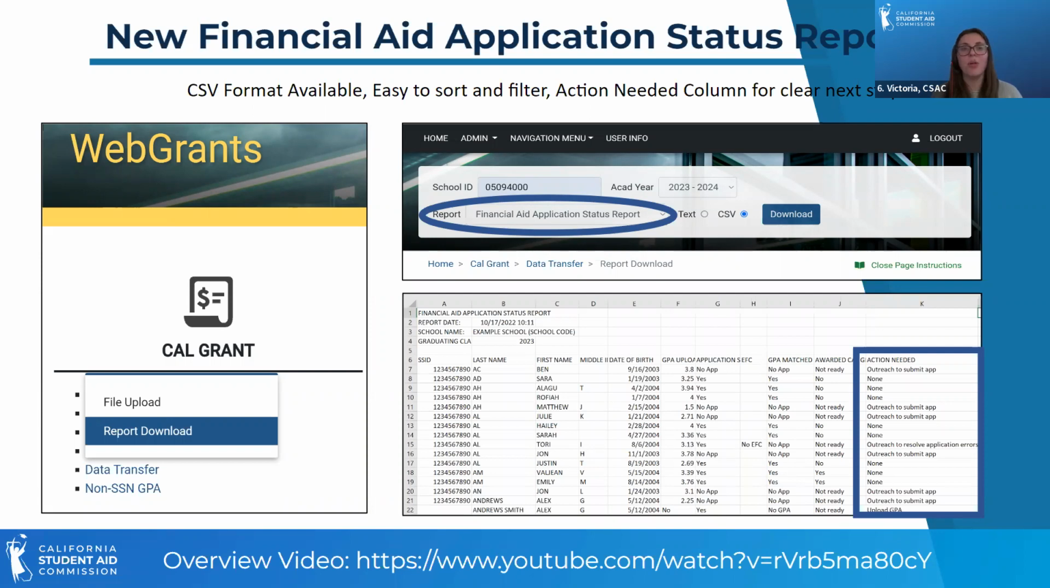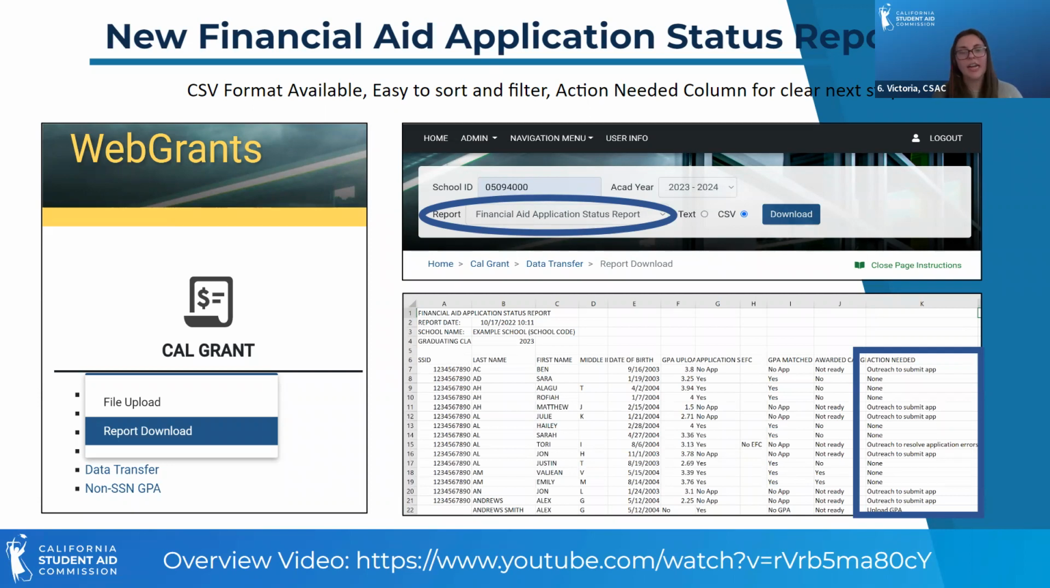So if you know that a certain cohort of students still needs to submit an application, you can send out an email to them and include links to the applications, maybe your upcoming Cash for College. You can link our Cash for College, anything that can promote getting that application submitted.